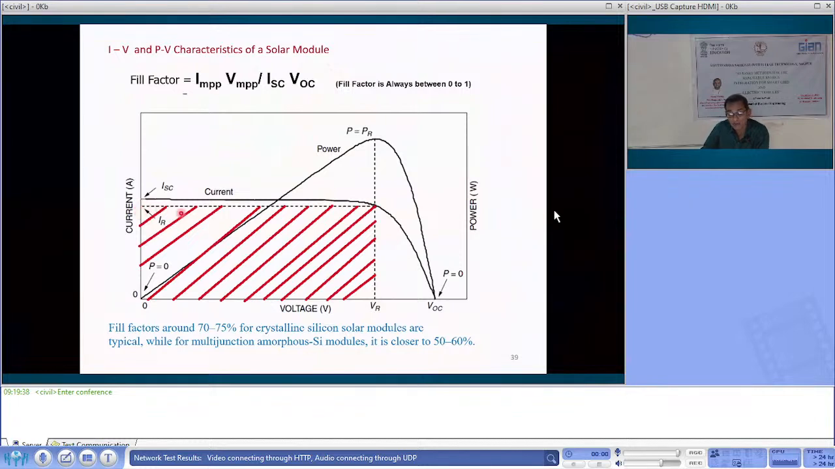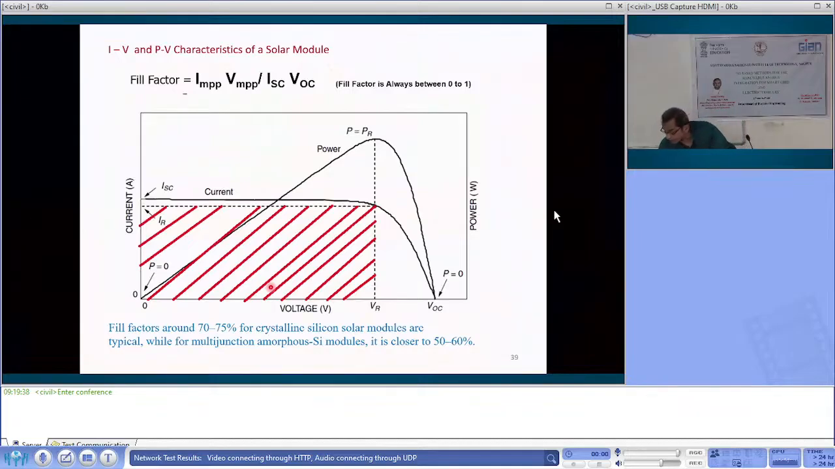Now the squareness of the cell is very important, what I have shown with the red color shaded area. And I have mentioned here fill factor around 70 to 75% for crystalline silicon solar module. One can check from their manufacturer's data sheet, the sticker that is pasted on the back, whether this value is there. Typical for multi-junction amorphous silicon, it is closer to 50 to 60, it is reduced. Amorphous silicon means thin film, it is not so popular.